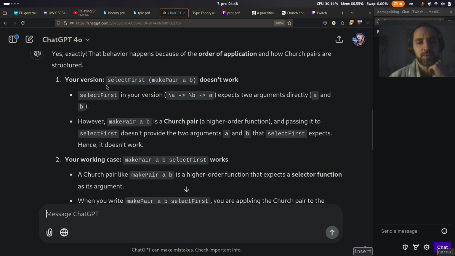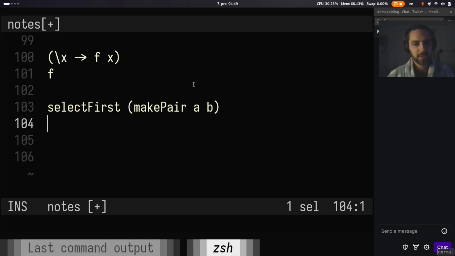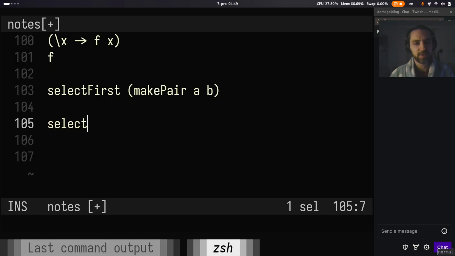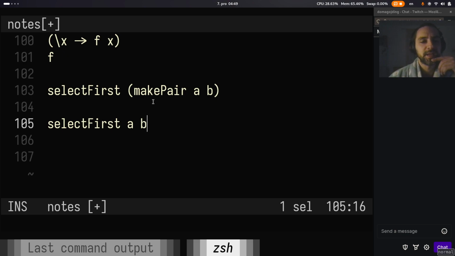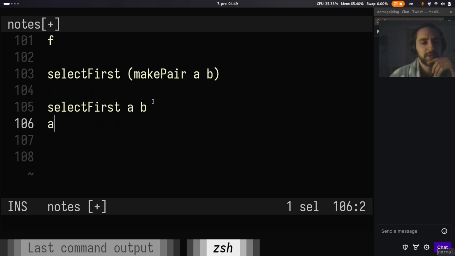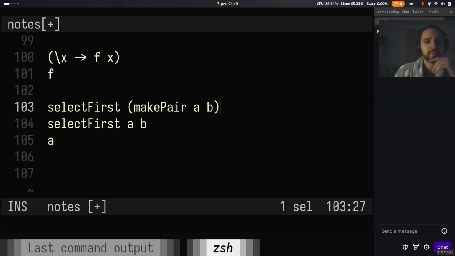That's what I thought I was doing. I mean, the naive me thinking that the make pair will somehow create two things and select first will take the two things, right? I thought this is the same as when you do select first and then you have A and B, so select first will just take an A. But it's not what's going on.